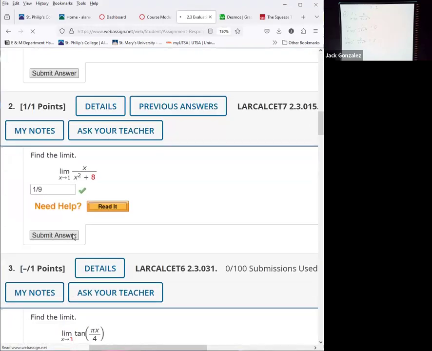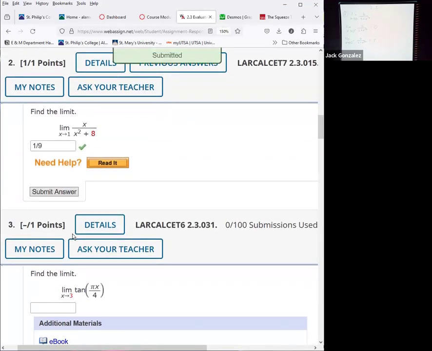You can graph it and then just see what's going on at 1. Do the same thing we've been doing. Check, is it the same on both sides? Cool.